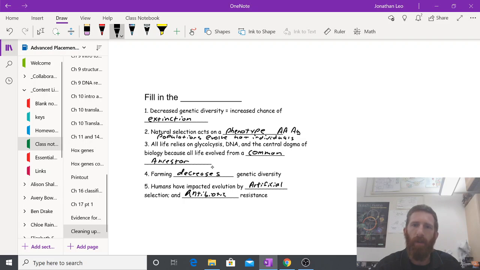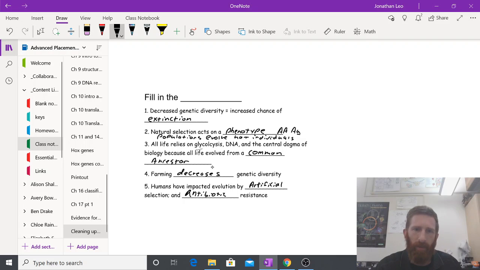Natural selection acts on phenotypes. So big A and little a have the same phenotype, so natural selection is going to act the same on homozygous dominant and heterozygous. And then, of course, I can't resist: populations evolve, not individuals. So the whole population, the gene pool, evolves.